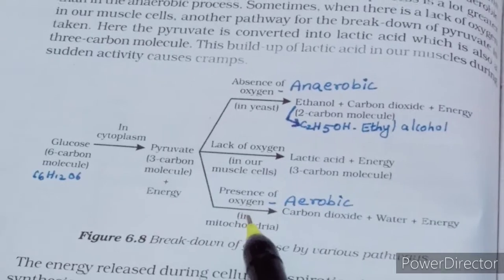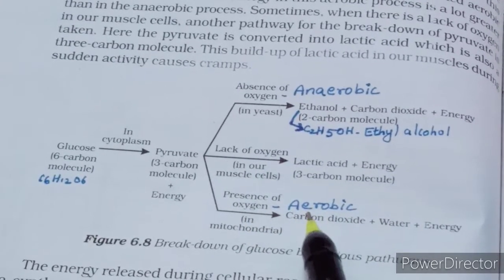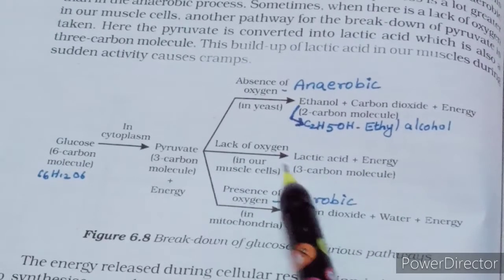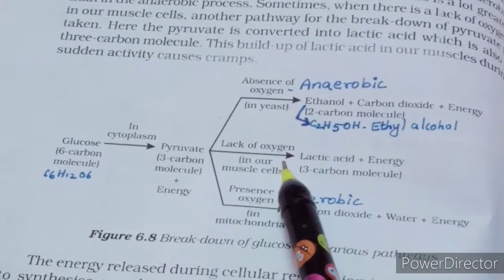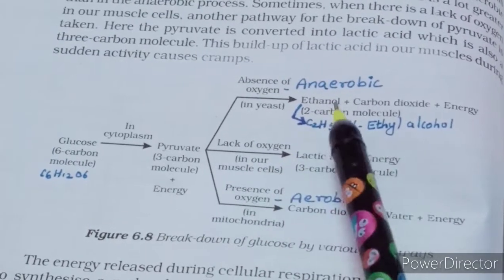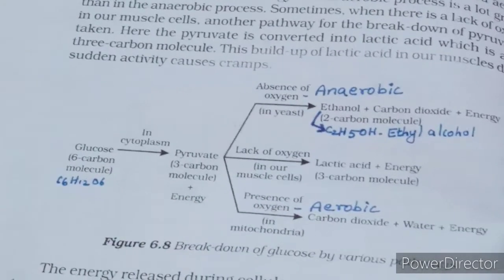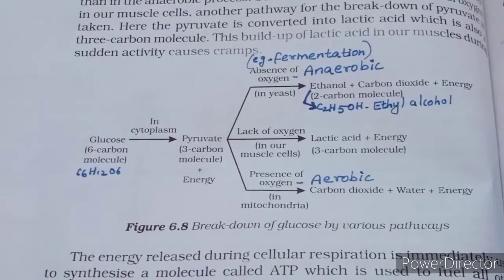And second one is presence of oxygen. That is aerobic, presence of oxygen. And the center one, lack of oxygen. So we cannot say oxygen is completely absent. Lack of oxygen. So there are three steps or three processes or three pathways involved in the breakdown of glucose. Let us see the steps one by one.